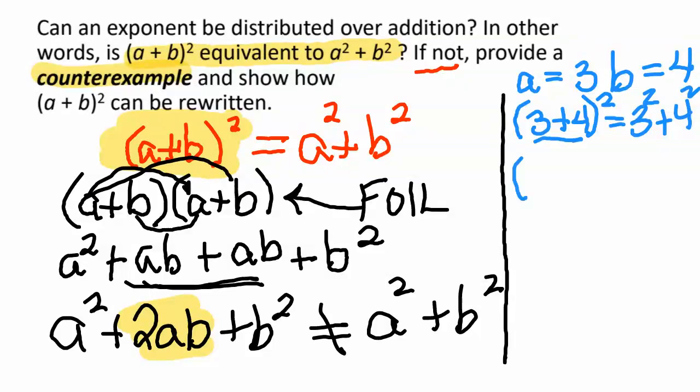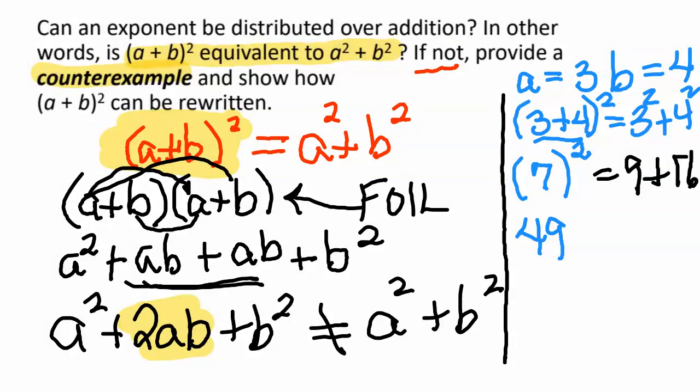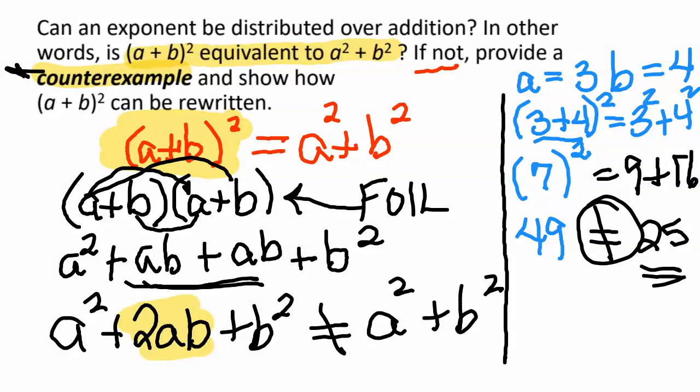Order of operations says I've got to add the two numbers and square them. 3 plus 4 is 7. 7 squared is 49. But if you look, 3 squared is 9. 4 squared is 16. 9 plus 16 is 25. 49 does not equal 25. This is what they're talking about for a counterexample.